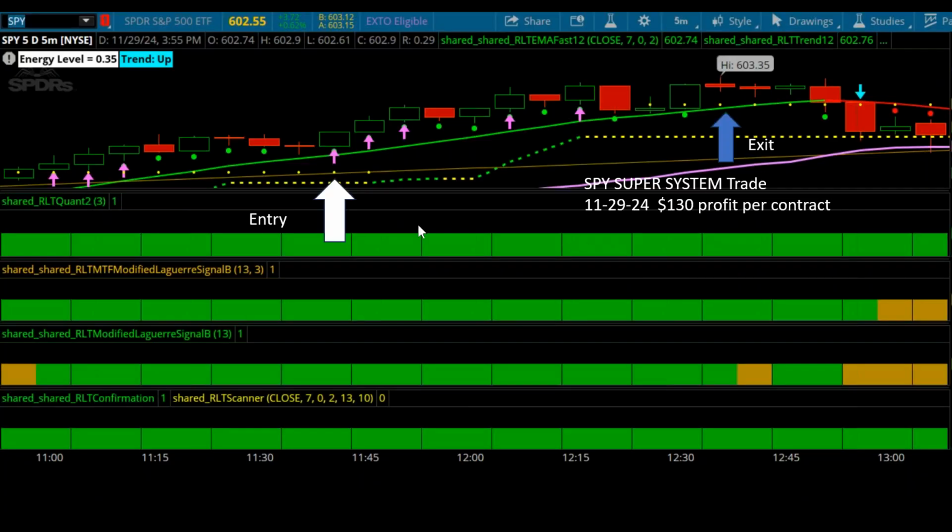Okay, so here's a few more SPY Super Systems. I just want to get through these quickly so you can see the setup here. Green across the board. This was an entry on the SPY right here. See, we get into it right at the 15 as it broke compression. Get into it here, rode it up right to here, stayed above the 15, $130 a contract profit. And some people might have gotten out of it here as it came down, or right here. I stayed in right here.